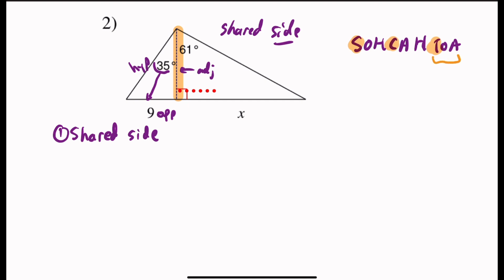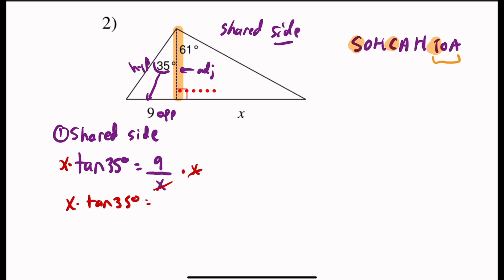So to get the shared side, I'm going to go tan 35 is equal to my opposite, which is 9, over my adjacent, and that's what's unknown. So we're going to call that x. Now I'm going to isolate for x by multiplying x on both sides here. And then that leaves me with x times tan 35 is equal to 9. And then I'm going to divide both sides by tan 35.